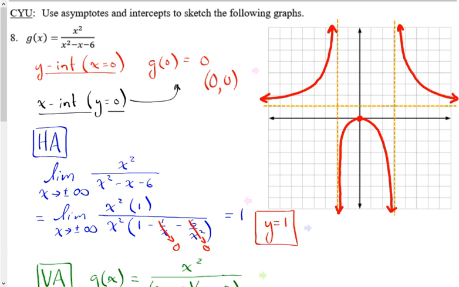Now, we can't tell for sure if the intercept at 0, 0 is a maximum. It's possible that our graph actually goes up and then comes down. We don't have enough information, given what we did here with just limits and intercepts, to tell, but that's good enough given the information that we have.